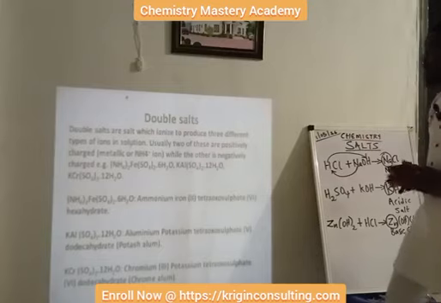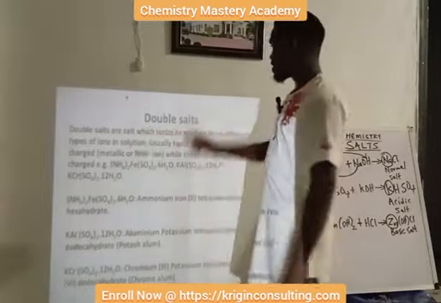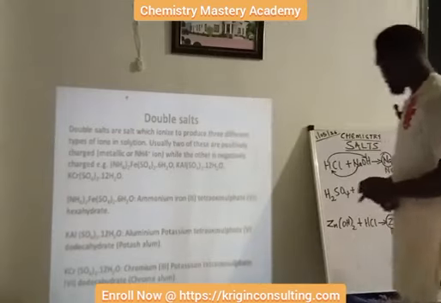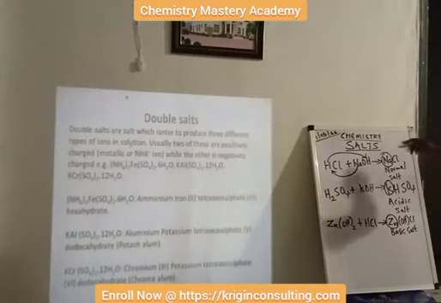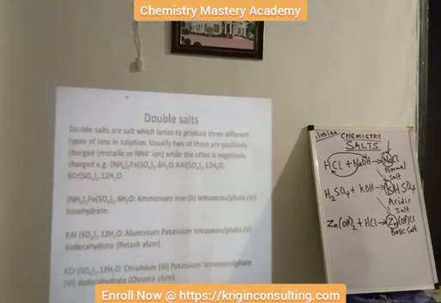Now we say double salts are salts which ionize to produce three different types of ions in solution. So in double salt, let's look at this. Normal salt, we have only one metallic ion. In acidic salt, we have one metallic ion. In basic salt, we have one metallic ion, right? Now, in double salt, we have two metallic ions that are positive, and we have another ion that is what? Negative. So we have two positive ions and one negative ion.